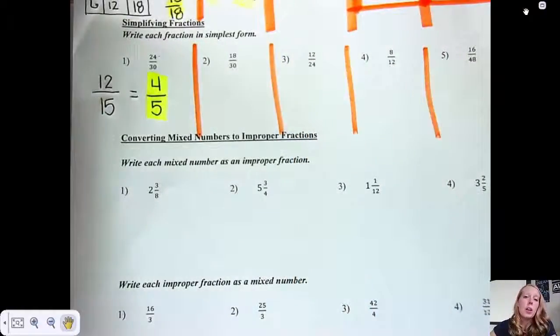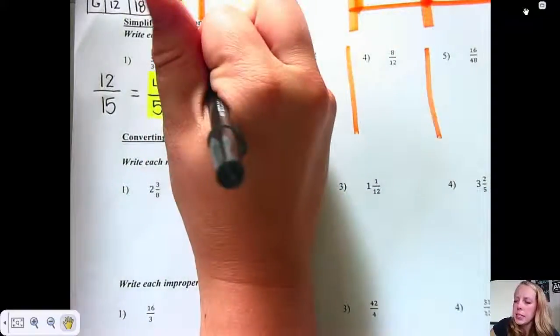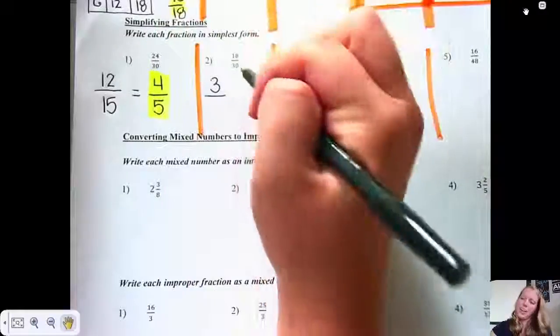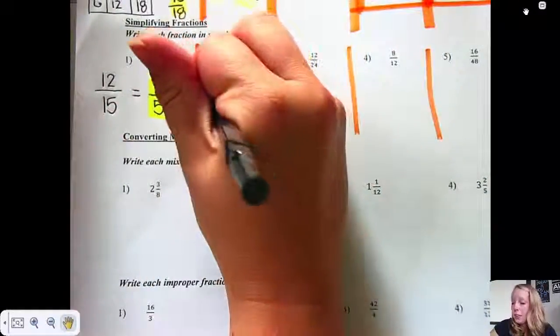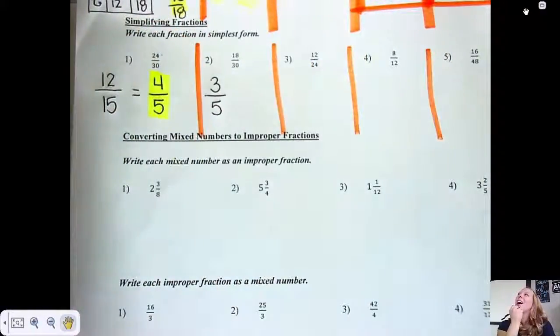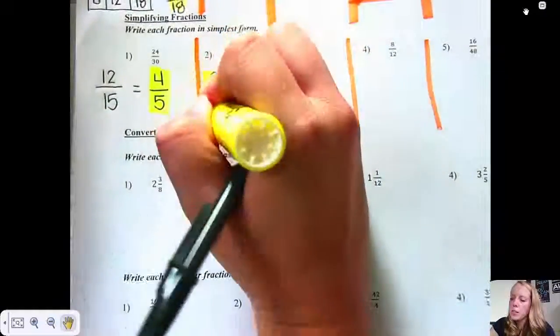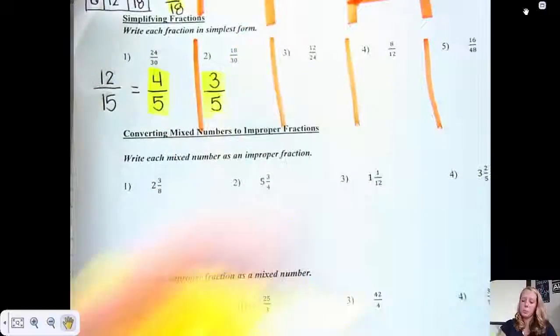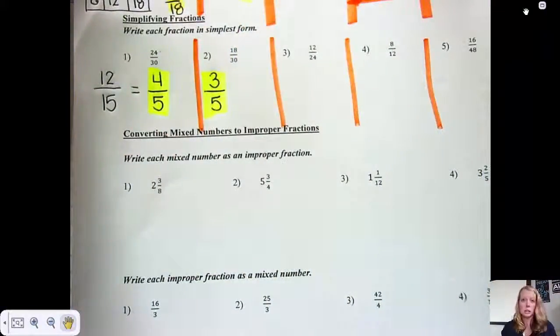18 and 30, what goes into both? 6 goes into both. 18 divided by 6 would be 3, and 30 divided by 6 would be 5. What goes into 3 and 5? Nothing. So that one's done. Now, some of you might have said, oh, I didn't see 6, but I thought about 2. Well, you could have done 2 first. Then you would have had to divide by 3. So if you can find the biggest number that divides both of them at the beginning, that's your best bet.